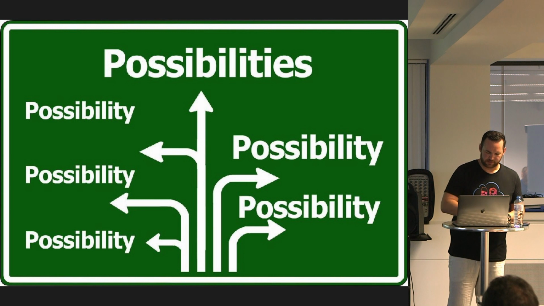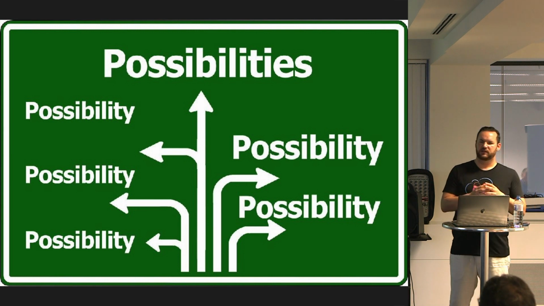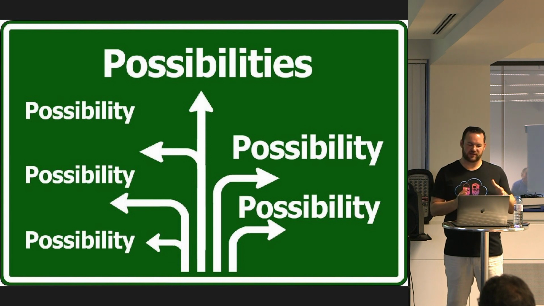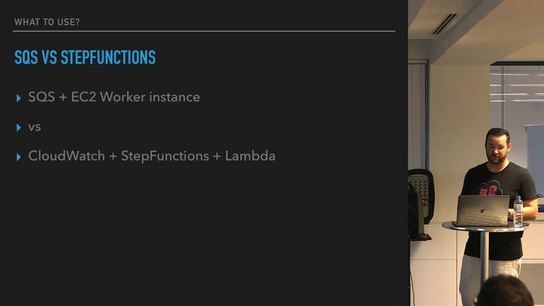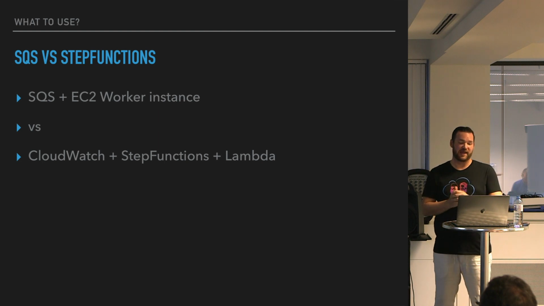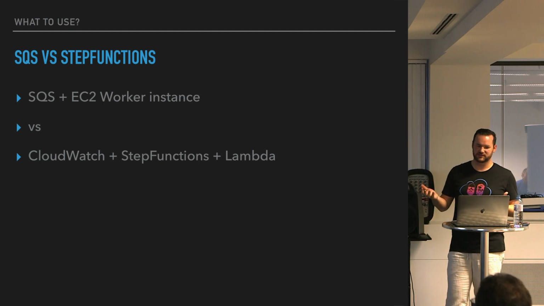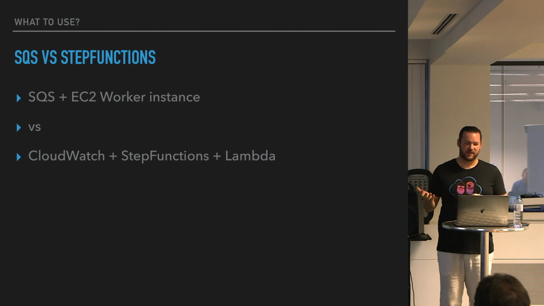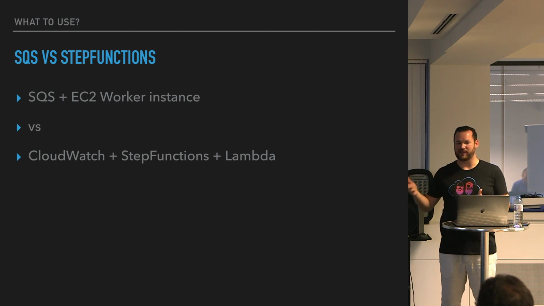And yeah, more or less that's the architecture, but all the services I used have alternatives. So I could have used other things than those mentioned. Let's have a look at the alternatives. I could, for example, use SQS instead of the step functions. That means I would have to have SQS and an EC2 worker instance, which is not serverless anymore, versus the CloudWatch, scheduled events, step functions, and Lambda.